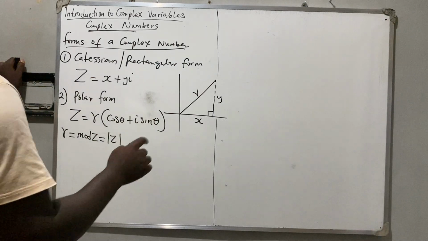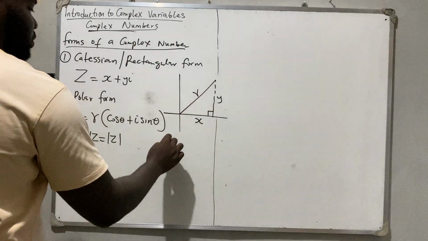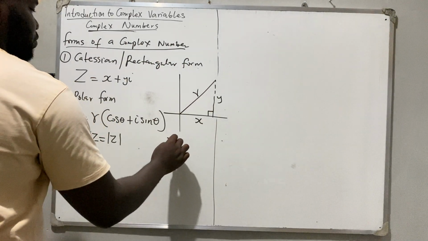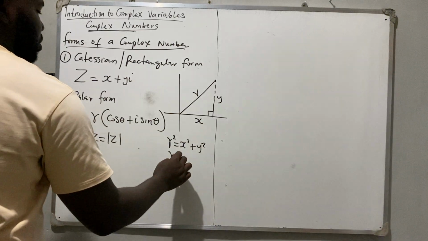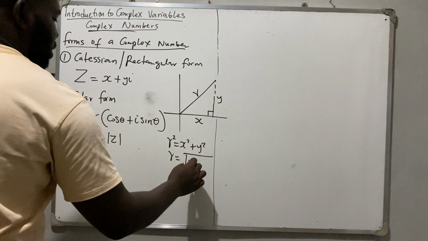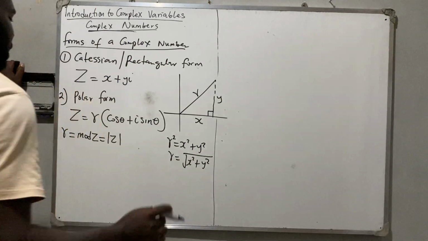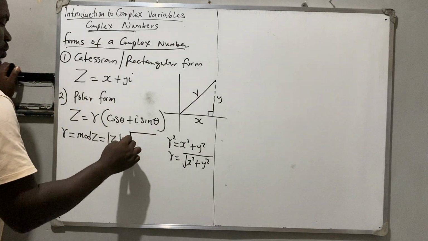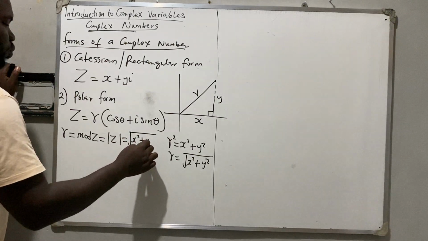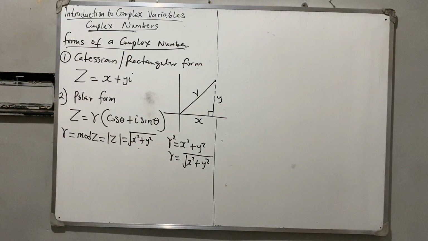So if I apply Pythagoras theorem here, R squared is equal to X squared plus Y squared. So R becomes the square root of X squared plus Y squared. So to get the modulus of a complex number, the formula is the square root of X squared plus Y squared. Don't forget that X is the real part, and Y is the imaginary part.